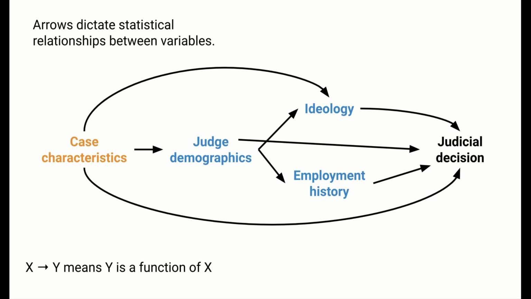This graph serves as a statistical model for our data because it helps us understand how the different variables would be expected to be related. For example, since judge ideology is caused by judge demographics in this model, we would expect to see correlation between demographics and ideology. And since judge ideology is the cause of the judge's decision, we would expect to see correlation between the decision and ideology. And we would also expect correlation between the decision and demographics because of this chain of causes.